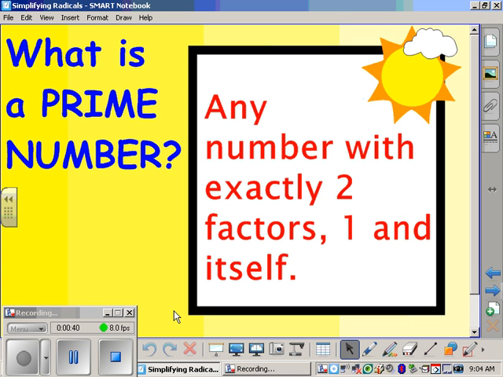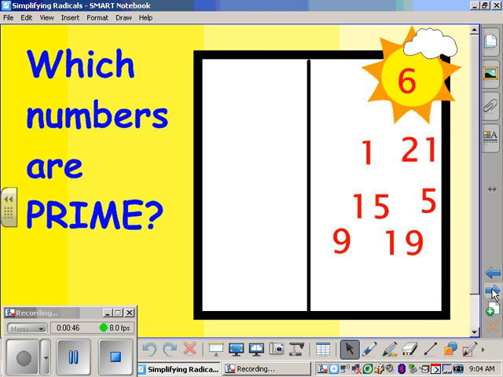So let's see if you can recall from a group of numbers which ones are prime and which ones are not. Here to the right, I have the numbers 1, 21, 15, 5, 9, and 19. We're going to move over to this side all the numbers that are in fact prime. So is 1 a prime number?